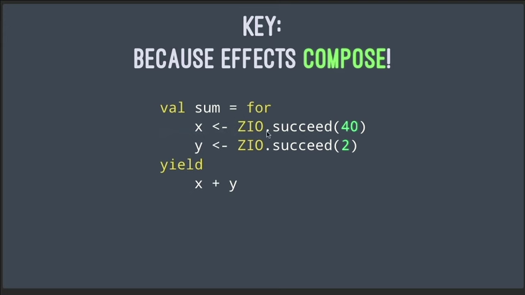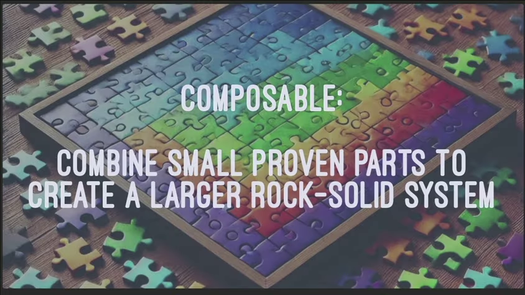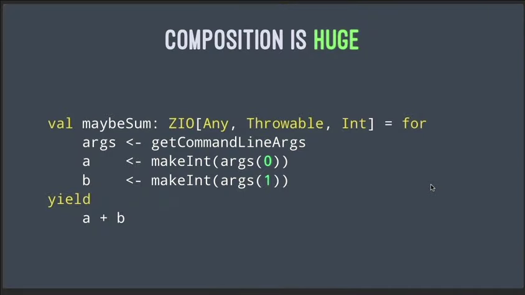But you can have any kind of effects over here, and you can get them to compose. And that leads to a great question. What in the world is composition? Anytime we use the word composable, what we're saying is that we can combine small, proven parts to create a larger, rock-solid system. And I can't overstate how important composition is to functional programming.